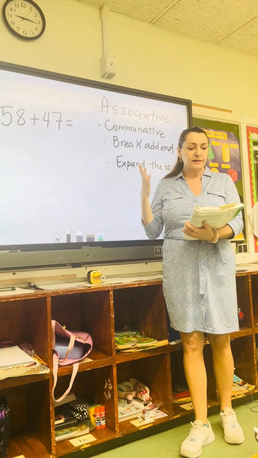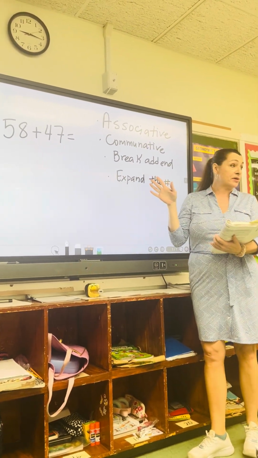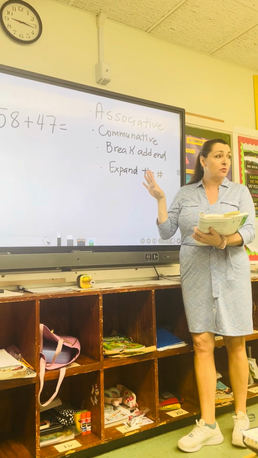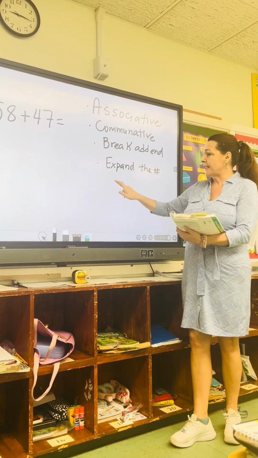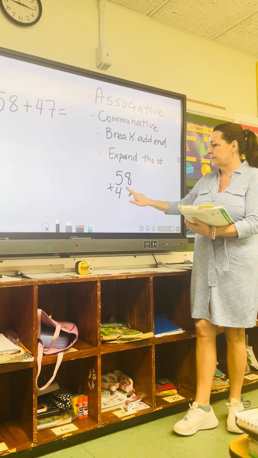Addition properties: there are a couple of steps you can do to add numbers, and there's an easier way to add numbers. For example, 58 and 47, we can add them in the traditional way.